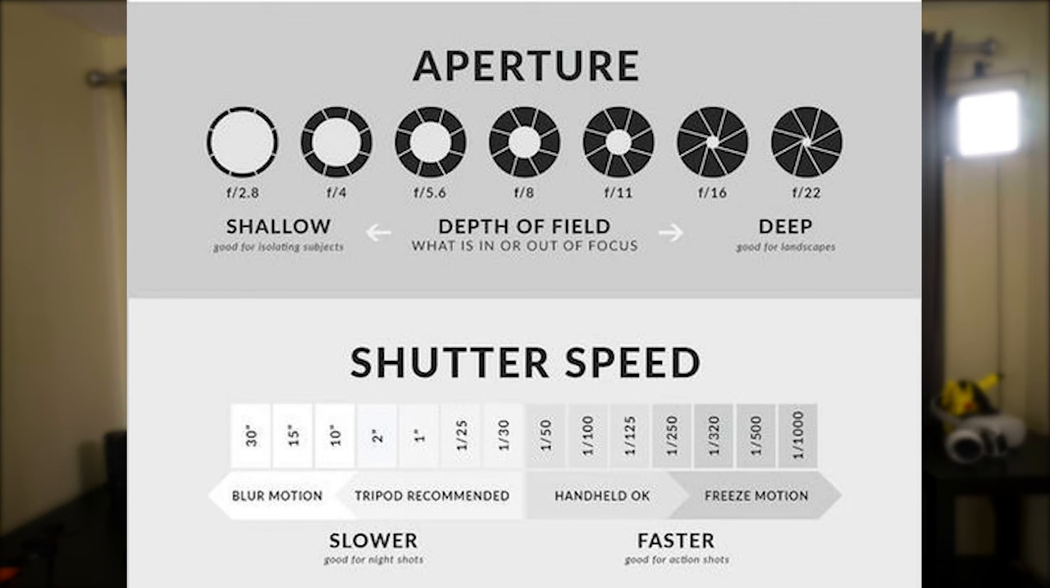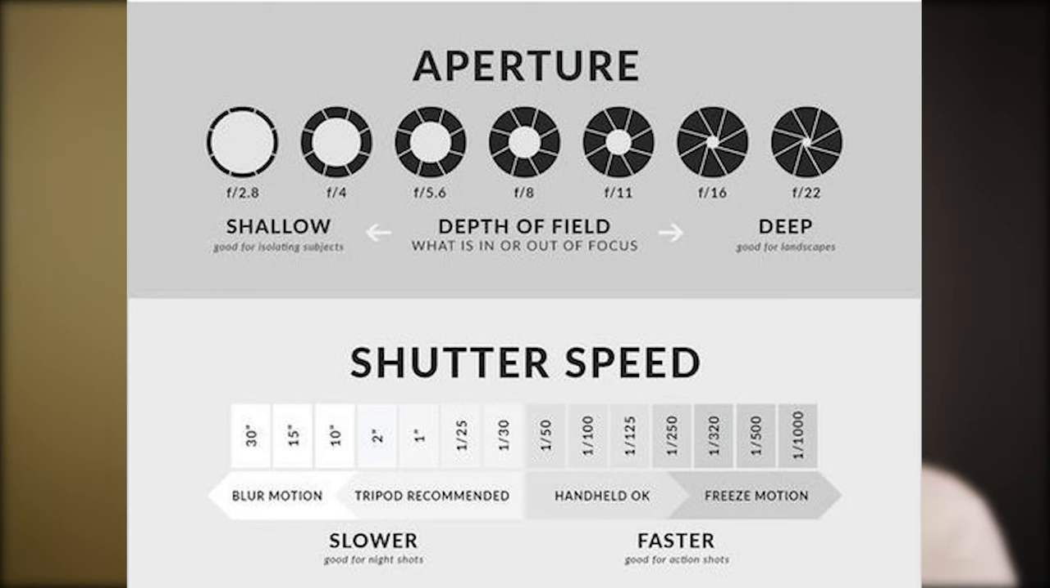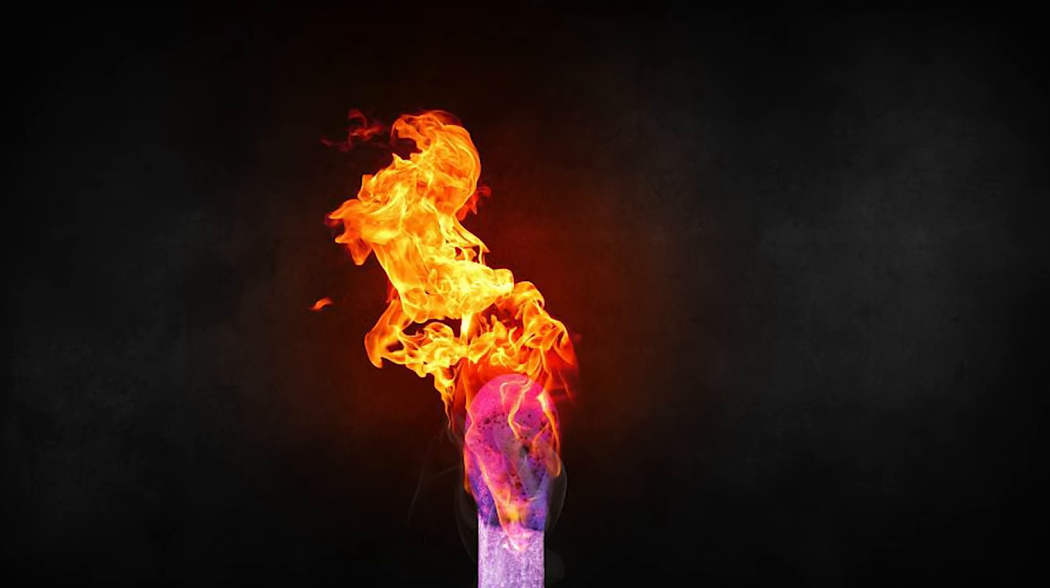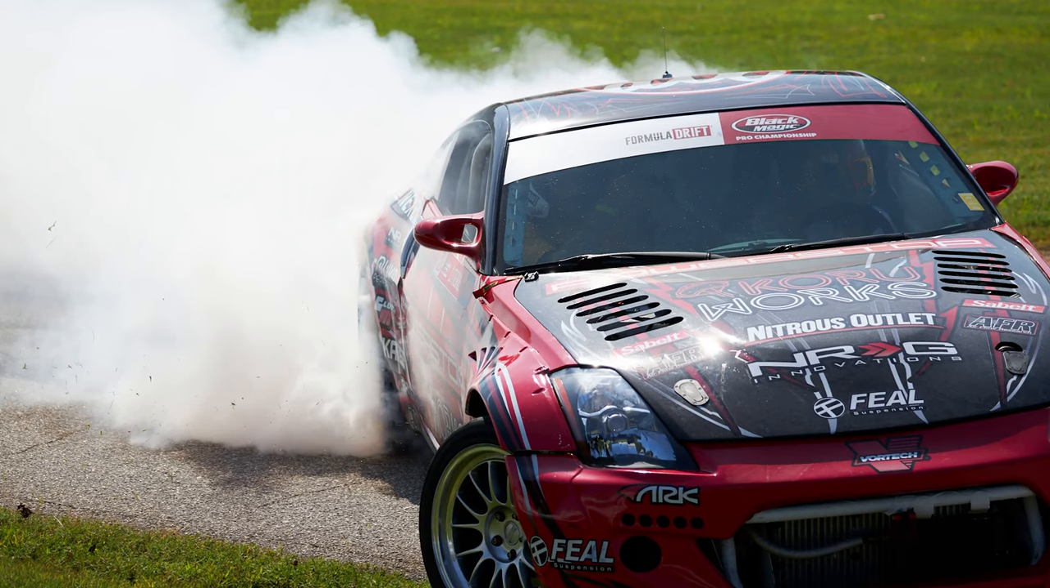So rule of thumb, keep your shutter at 1/50th, because 1/50th is more or less the motion blur we see with our human eyes, and this is the most natural motion blur. But in special occasions, if you shoot water or fire or racing cars, then you want to crank up the shutter speed so you see everything.